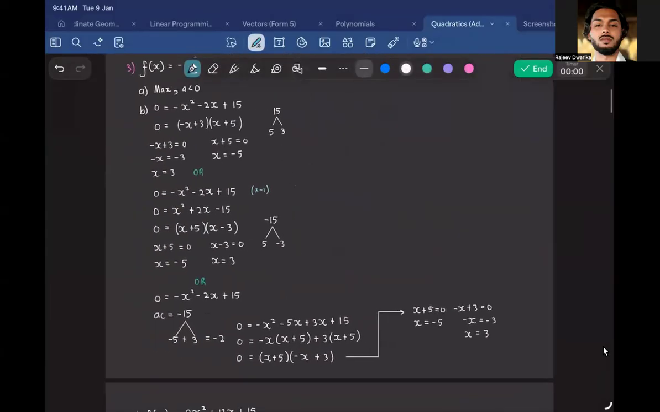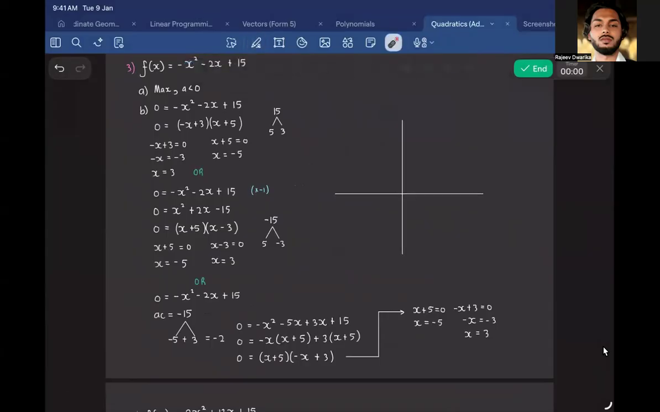Shana, wait, help me draw the graph. So the graph for this, would it look like this? No, sir. Would it look like this? No, sir. Look like this? Yes, sir. Well, actually, a little more to the left because it's negative 5.